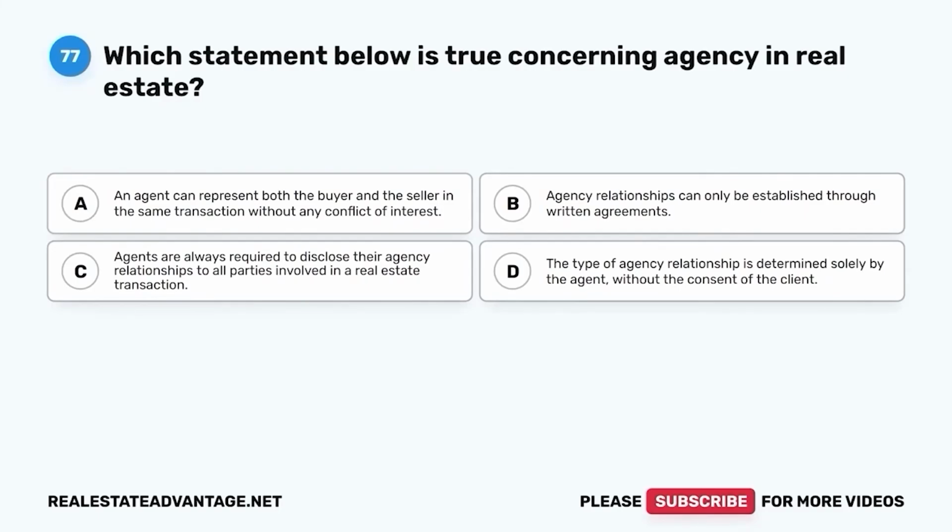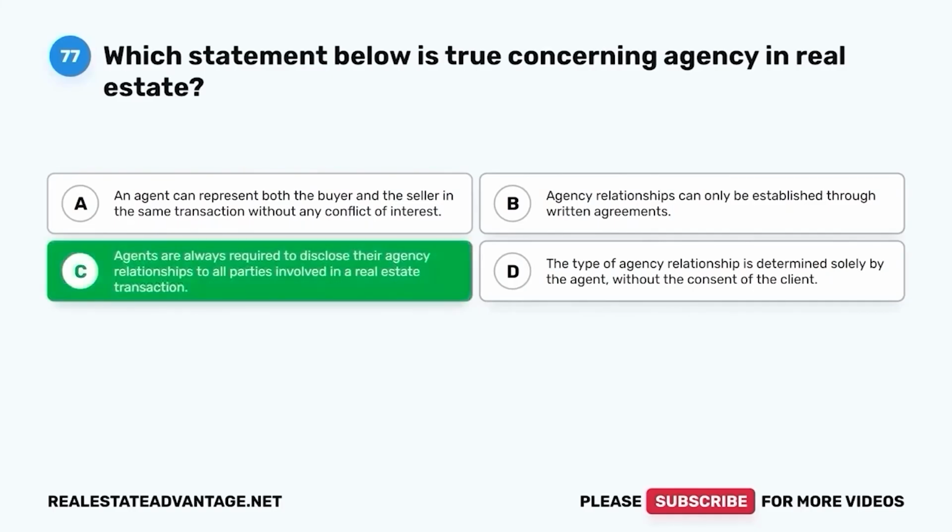An agent can represent both the buyer and the seller in the same transaction without any conflict of interest. B. Agency relationships can only be established through written agreements. C. Agents are always required to disclose their agency relationships to all parties involved in a real estate transaction. D. The type of agency relationship is determined solely by the agent, without the consent of the client.